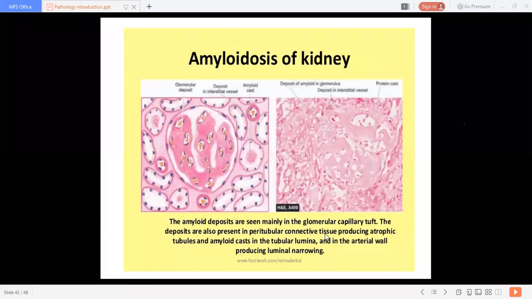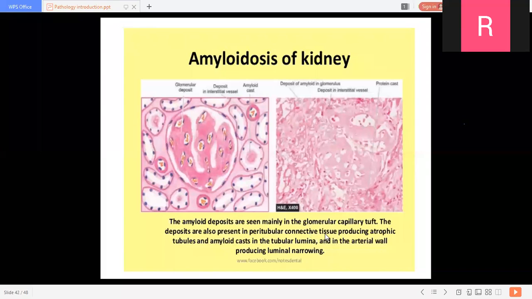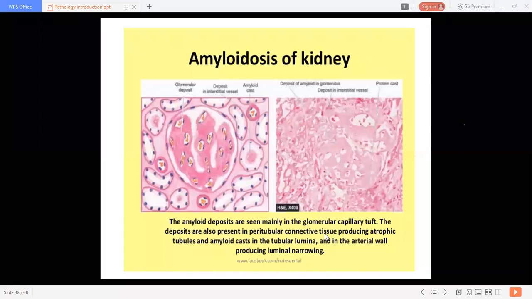So it is the most common and potentially the most serious form of organ involvement. Whenever the kidneys get involved, it always happens in the most serious conditions. Now the kidney may appear normal in size or it may get enlarged. In advanced cases, it may be structureless.